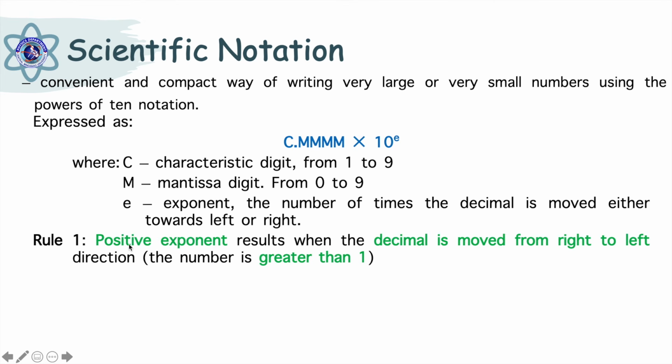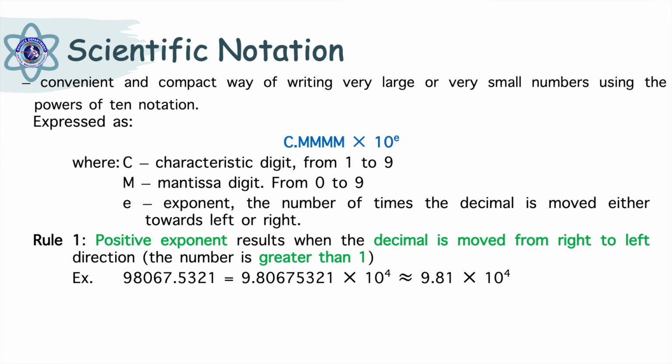So for example, positive ang exponent results when the decimal is moved from right to left direction. The number is greater than 1. So pasabot ka, it's a very large number. So for example, I have here 98,000, blah, blah, blah. So if I'm going to write this to scientific notation, here's the decimal point. So I'll move 1, 2, 3, 4. So you'll have 9.81 times 10 to the 4. Okay, nganong na 81, nganong na 1. The adjacent side of 0 is 6.